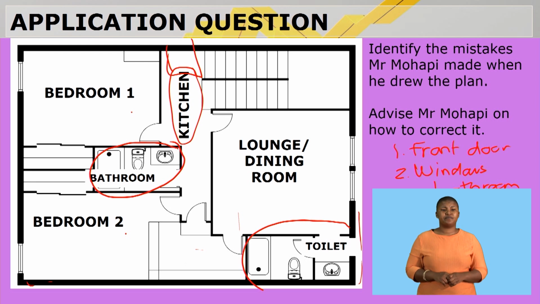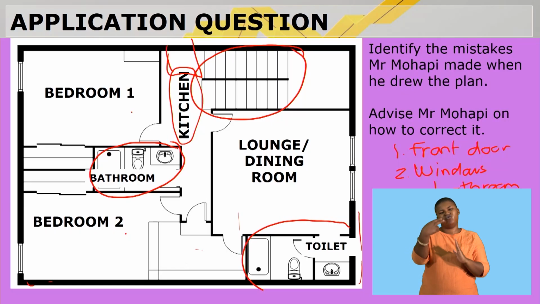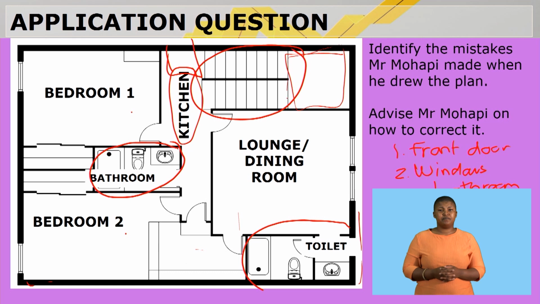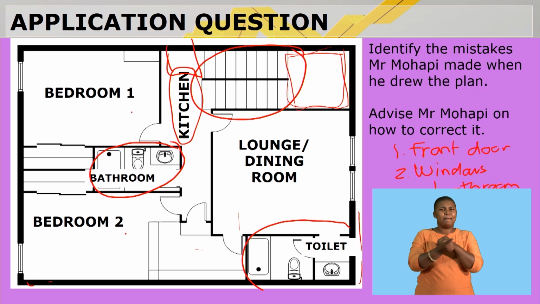And then the last part is this symbol is used to show stairs. But there's no indication that this is a double-story house that he planned. So maybe he used the incorrect codes or symbols for the kitchen or the door. And then over here, there's an empty space where he didn't show whatever he wants to do there. So it's going to be another problem.